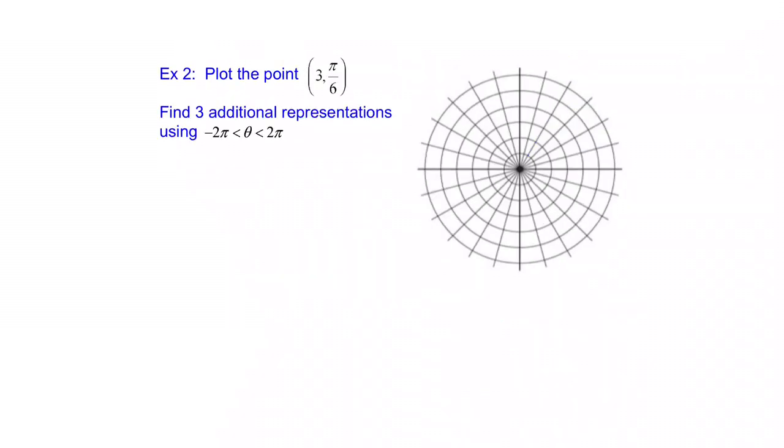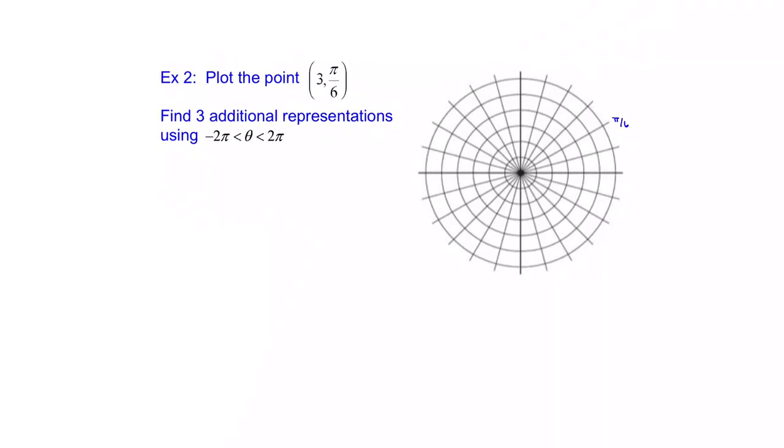So let's plot the point 3 comma pi over 6. So here's pi over 6, and then 3 units out: 1, 2, 3. So we'll just call this point P. I want you to find 3 additional representations, anything between the angle negative 2 pi and 2 pi. So we have a couple options.